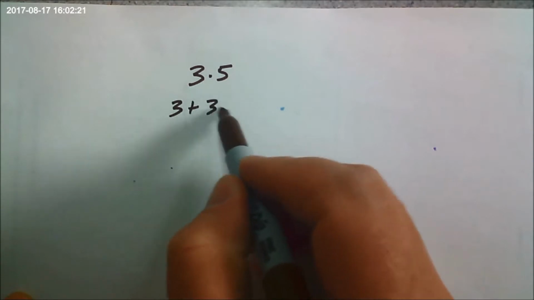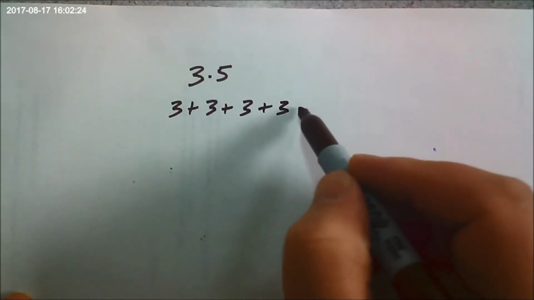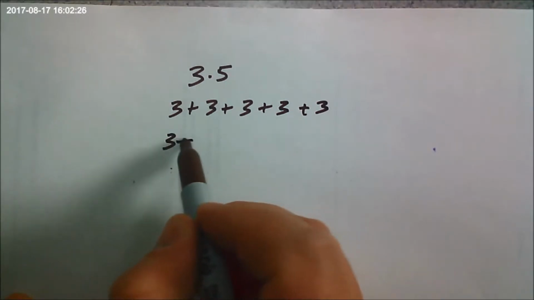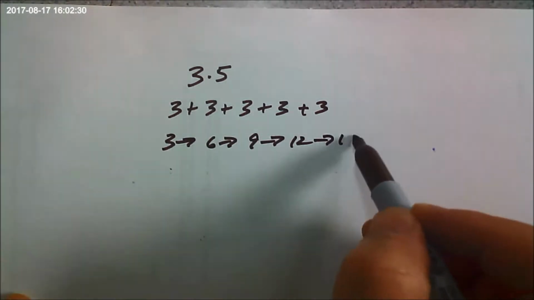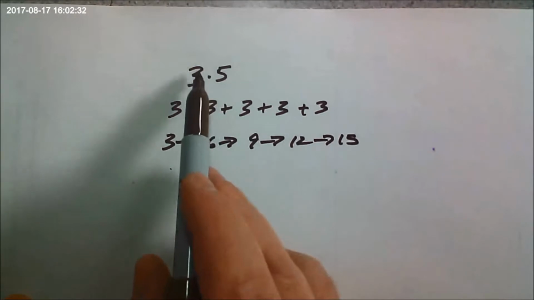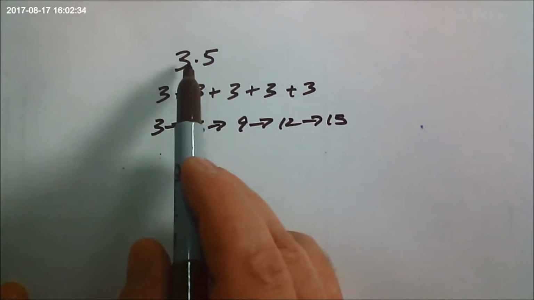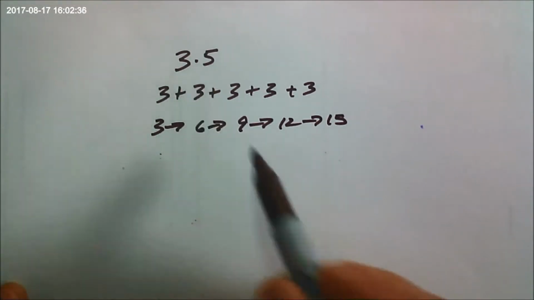Now, 3 times 5 again is 3 plus 3 plus 3 plus 3 plus 3. And it goes 3, 6, 9, 12, and 15, right? Now, this is the number that's been repeatedly added, and that's how many times.